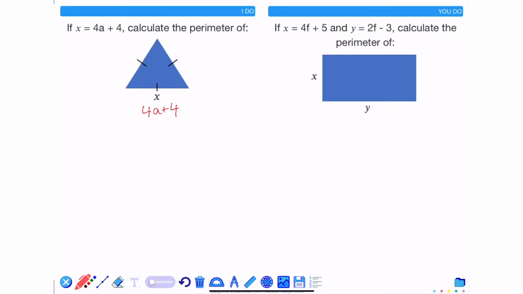And with an equilateral triangle, all the sides are exactly the same length. So if the base is x, this means that this side and this side are all x as well. Knowing that x is 4a plus 4 means I've got 3 lots of 4a plus 4.